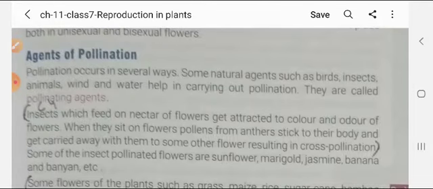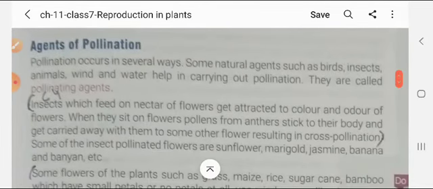By the help of wind, insects, water, birds, animals, these are all the means of pollination, and these are called the agents of pollination.